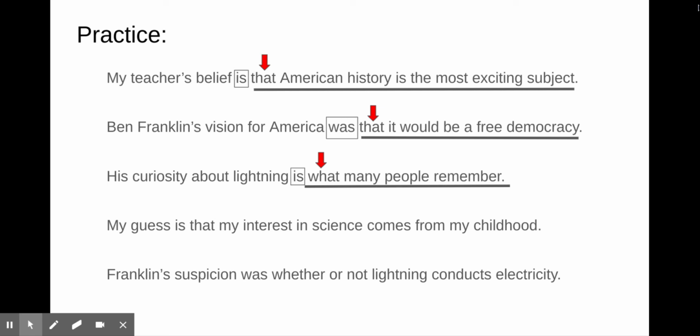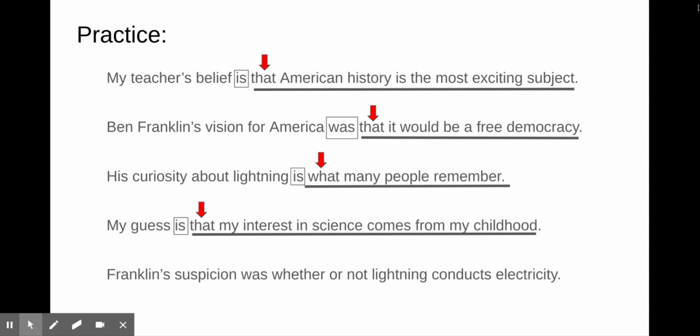All right. Next one. My guess is that my interest in science comes from my childhood. Well, where is our linking verb? If you said is, you are correct. Where is your introductory word? You should have said that. Now, this seems strange, but the rest of the sentence is the subject complement. So you go all the way to the end. You guys like to stop early because it feels like you're writing down the whole sentence. It's okay in this case. You go straight from that all the way to childhood, and that's your subject complement. So, what is that? My interest in science comes from my childhood. What is that? Well, that's my guess. It's renaming what a guess is.